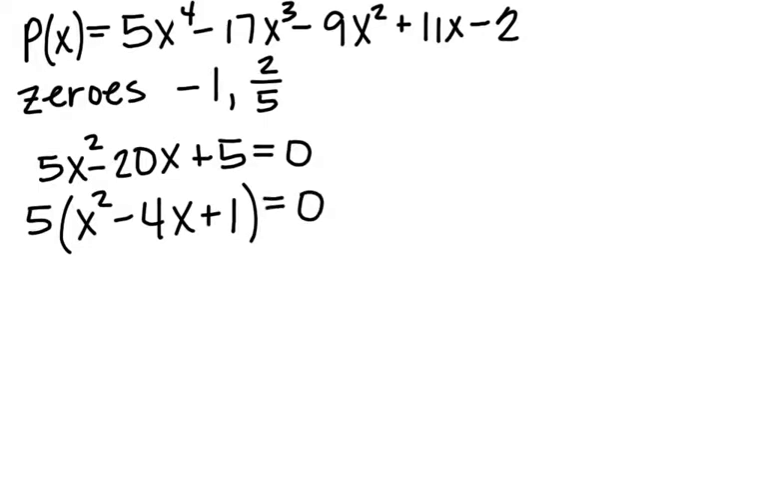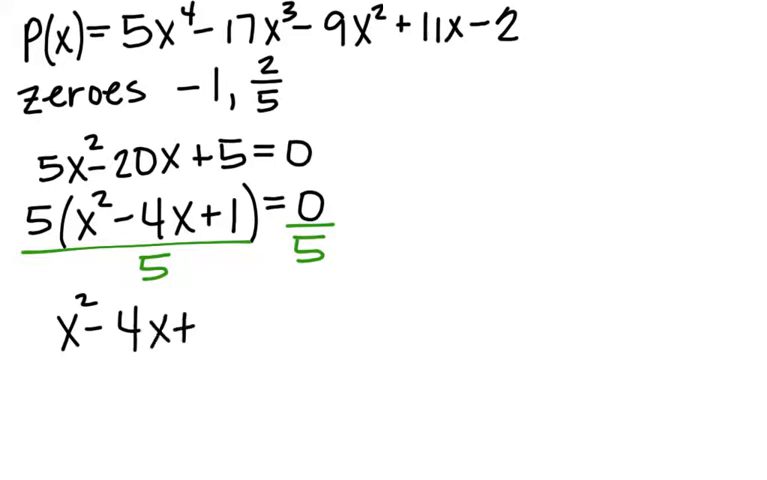So really, we're just focused on solving x squared minus 4x plus 1 equals 0. Remember, you could think of it like this. Essentially, you could go ahead and divide both sides of this equation by 5, because 0 divided by 5 will give you 0, and that's why we're left solving just the equation x squared minus 4x plus 1 is equal to 0.